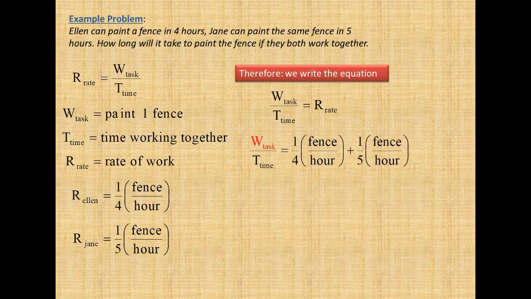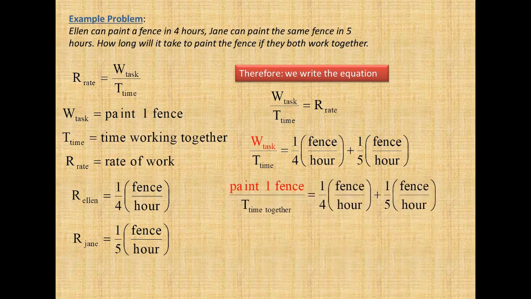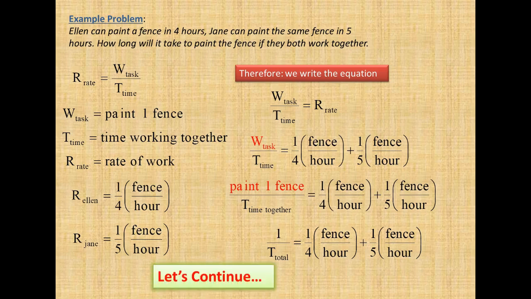W over T equals rate, and we write in the rates for each of the workers. 1/4 for Ellen plus 1/5 for Jane. So 1/4 of the fence per hour for Ellen and 1/5 of the fence per hour for Jane. And W is equal to paint 1 fence. Okay. So therefore we end up with 1 over T is equal to 1/4 fence per hour plus 1/5 fence per hour. Let's continue.